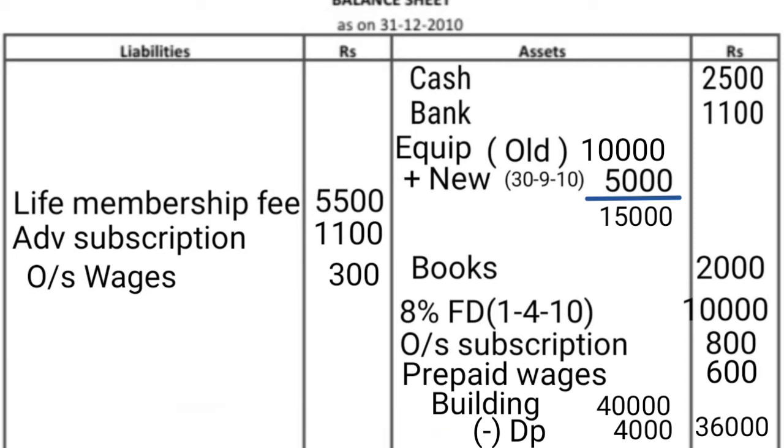Next, we can calculate the depreciation on equipment. We have two equipments now. One is old and one is new. So we need to calculate the depreciation on old separately and new separately. First, we can calculate the depreciation on old equipment. The value of old equipment is rupees 10,000 and the rate of depreciation is 20%.